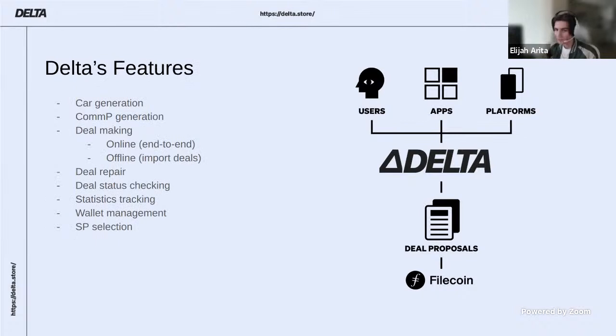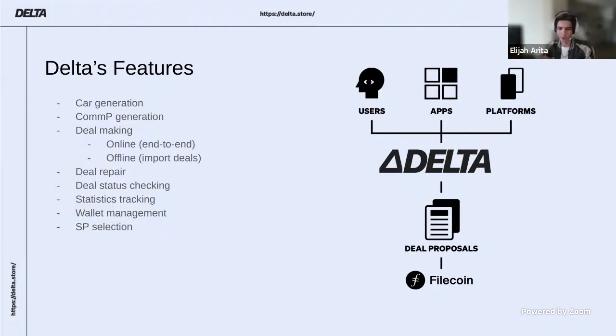So Delta's features involve card generation, CommP generation, piece commitment generation, and deal making. We do both online and offline deals. So if you're going to do an online deal, we'll transfer the data to the storage provider for you. If it's an offline deal, then we'll just set up the deal basically, and then you can handle transferring the data yourself.